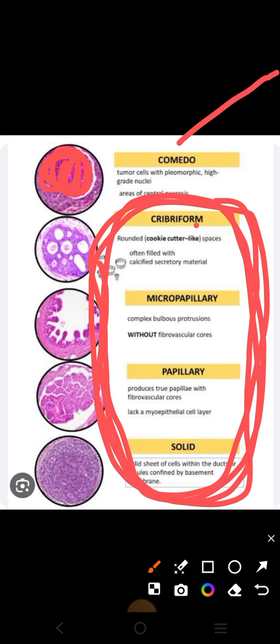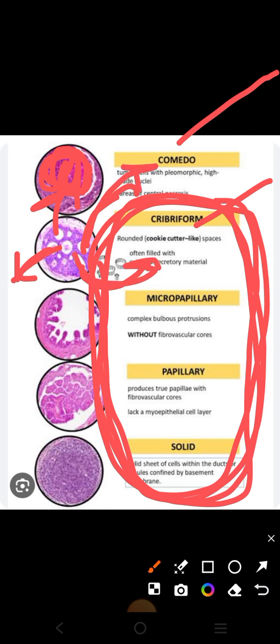Non-comedotype involves cribriform. Cribriform has cookie cutter like spaces, like shown here, here, and here. It has a sieve like appearance. You must have seen a sieve in your homes, and similarly here you can see sieve like spaces, or pores formed. In another type, there is micropapilla, where complex bulbous protrusions are formed, and these are very small papillas without fibrovascular cores.